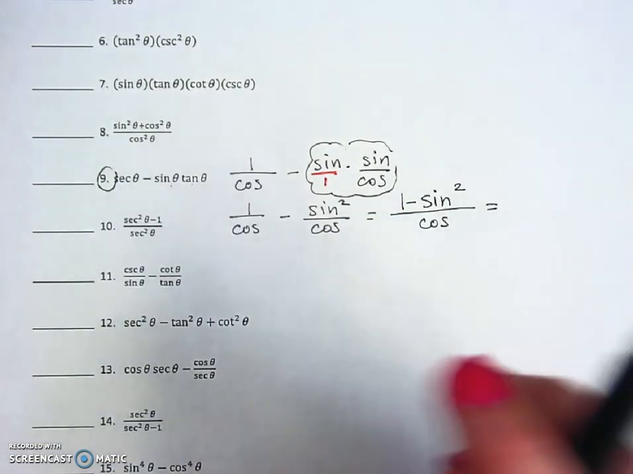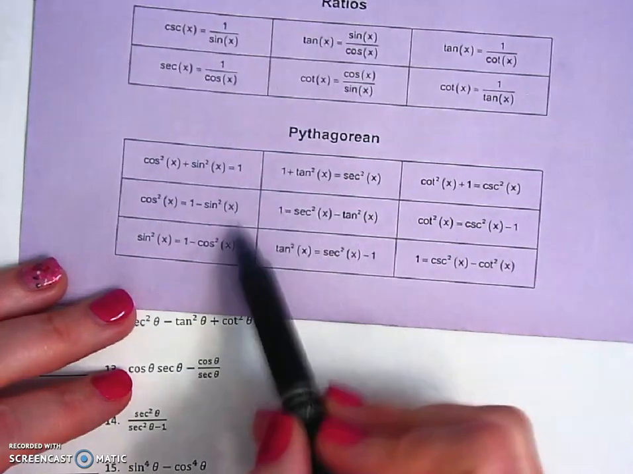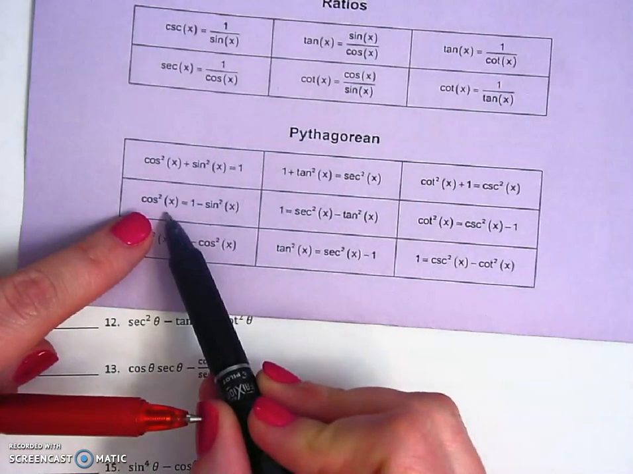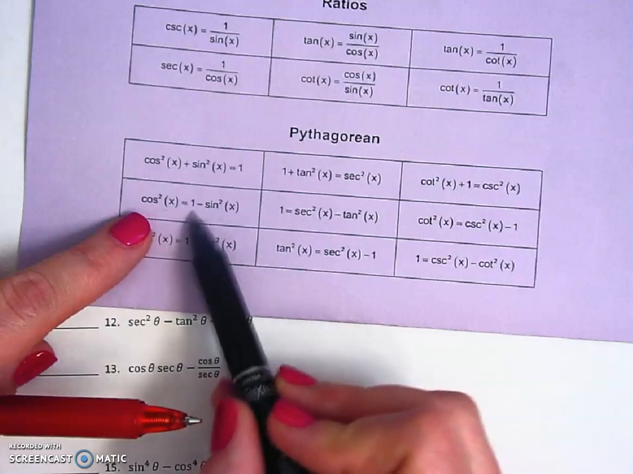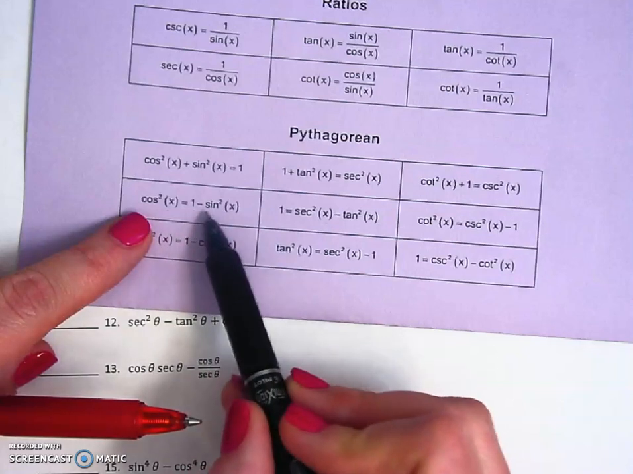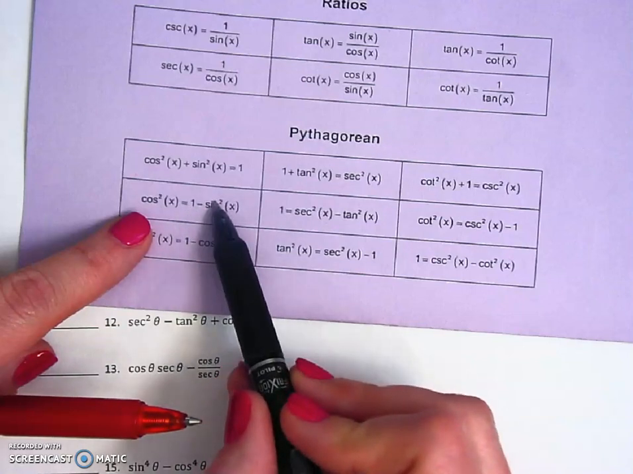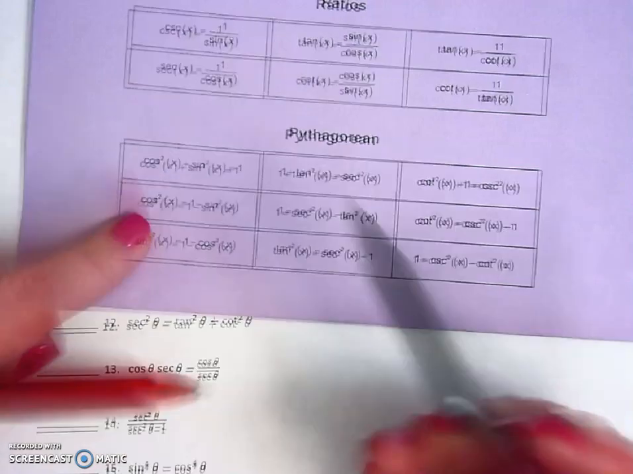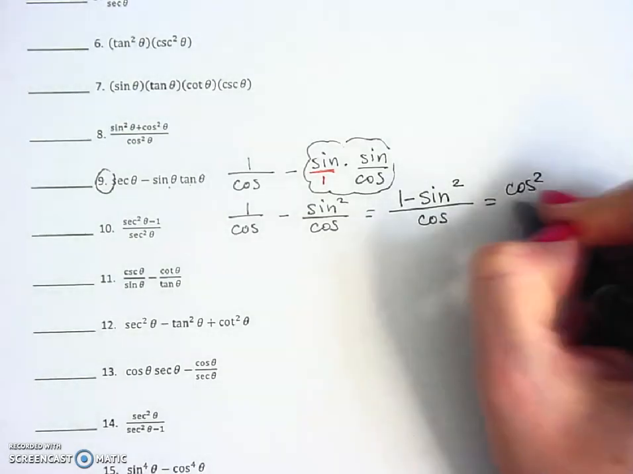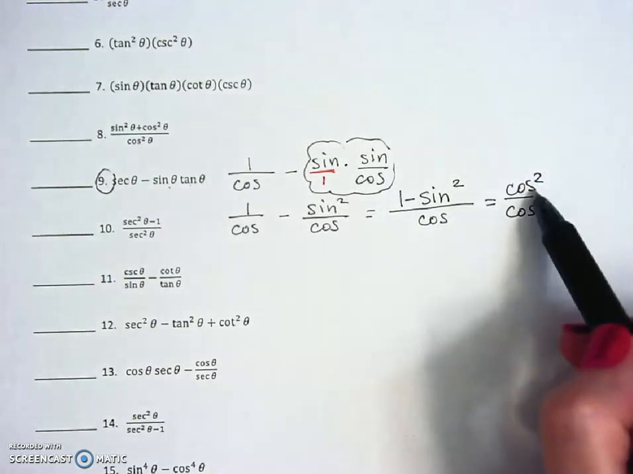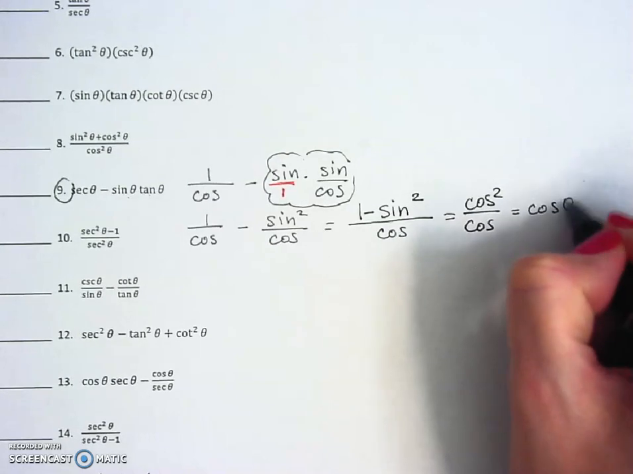Now we have a property that says 1 minus sine squared is equivalent to cosine squared. So these things are equal, therefore they can replace each other or substitute for each other. So for this entire expression, 1 minus sine squared, I can replace the entire thing with just cosine squared. And cosine squared over cosine simplifies to 1 cosine of theta.